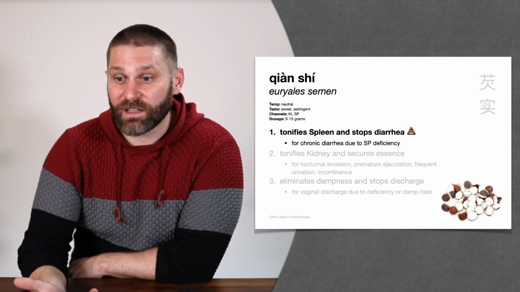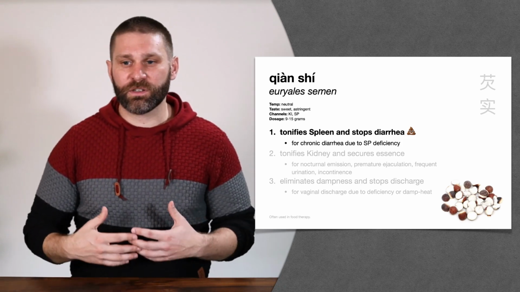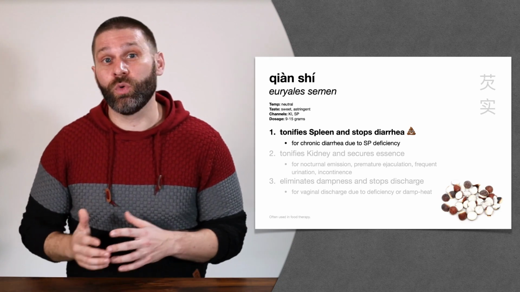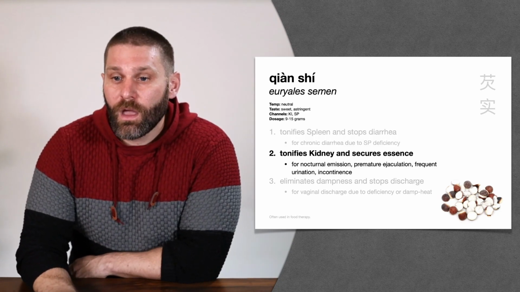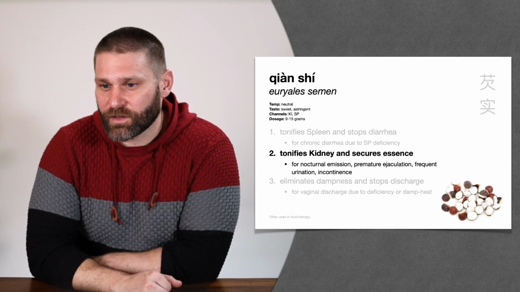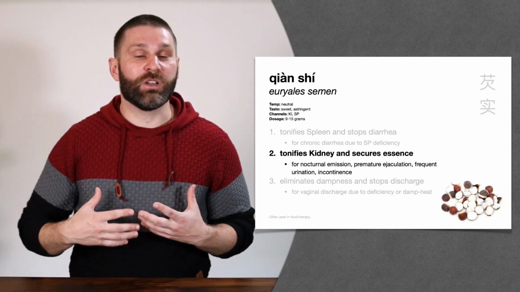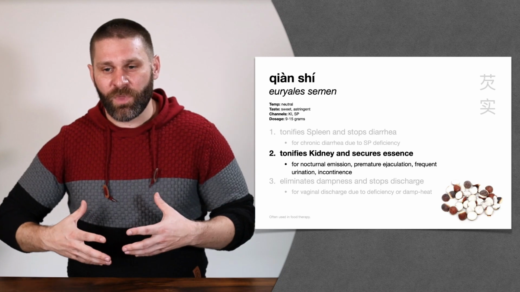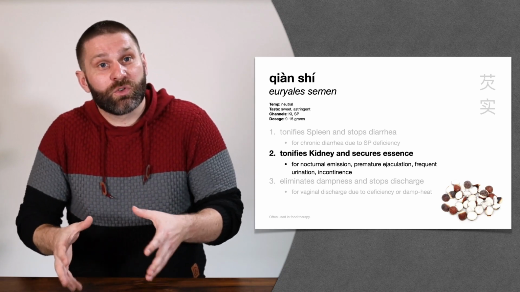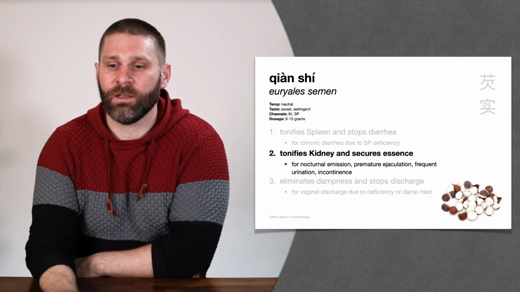So just as before, we say it tonifies spleen and stops diarrhea. So again, if we have diarrhea due to spleen qi deficiency, qian shi is both sweet and astringent, so we're treating both the root and the branch at the same time. Qian shi also tonifies the kidney and secures essence for this leakage of essence like nocturnal emission, premature ejaculation, frequent urination, and incontinence. So again, if the kidney qi is deficient and it can't hold things in, so things leak out, the astringent nature is going to hold in that leakage. The sweet taste is going to tonify the kidney.